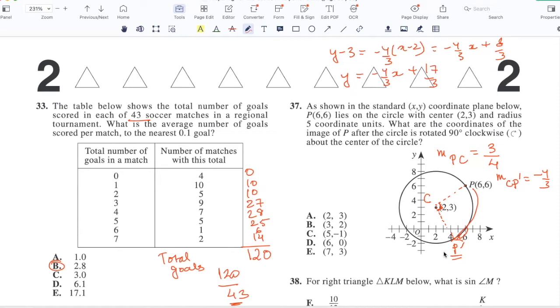Can I just eyeball it though? It can't be 2 comma 3, so it's not A. It can't be 3 comma 2, so it's not B. It could be 5 comma negative 1. Yeah, so this is possible. 6 comma 0 looks less than 90 degrees, so this is not possible. And 7 comma 3 is definitely not possible. So I think I'm just going to eyeball it and say 5 comma negative 1 because that seems to be the closest.